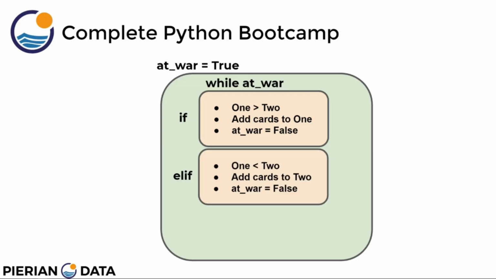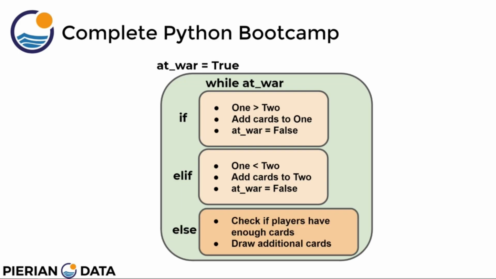Elif, so the other situation we're checking for is if player 1's card value is less than the value of player 2's card. If that's the case, then we add the cards to player 2, and we say, hey, there was no war here, at war is equal to false. However, for the else case, we haven't set at war equal to false yet, so we assume that at war is true. So now we're going to do the following.